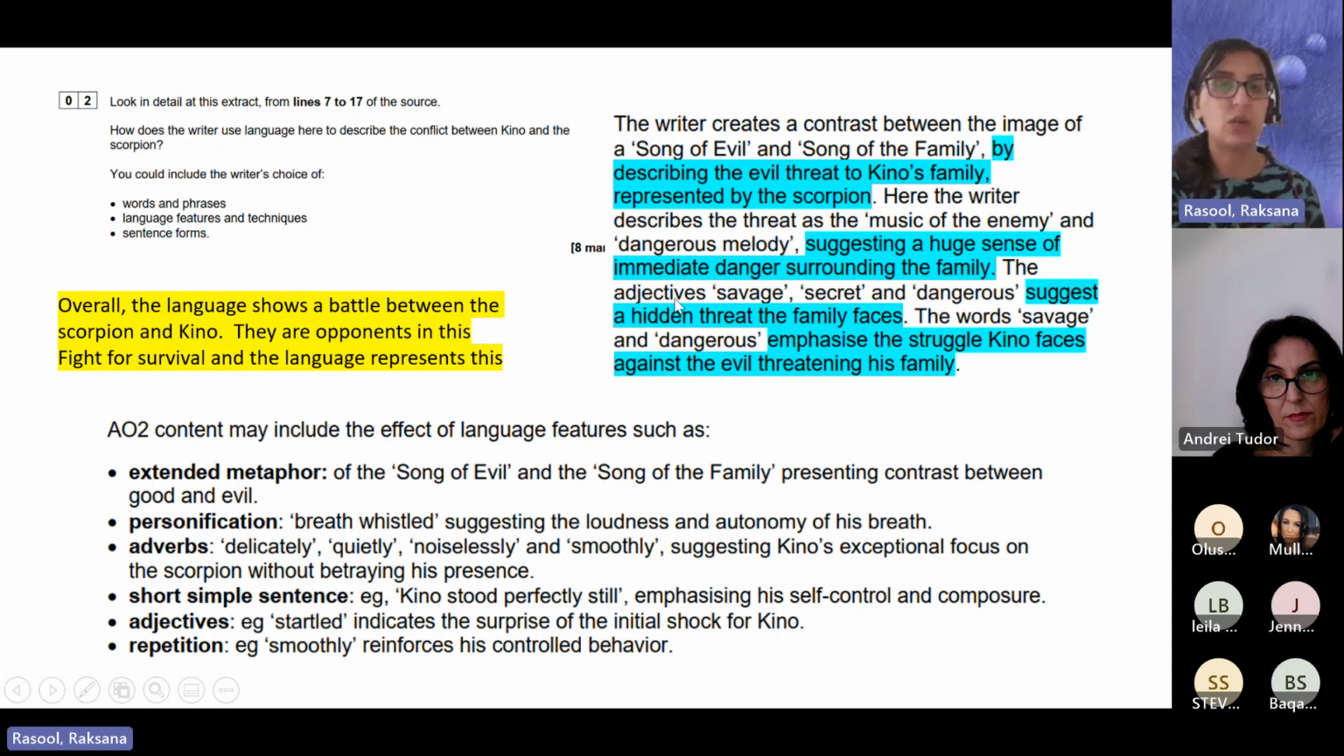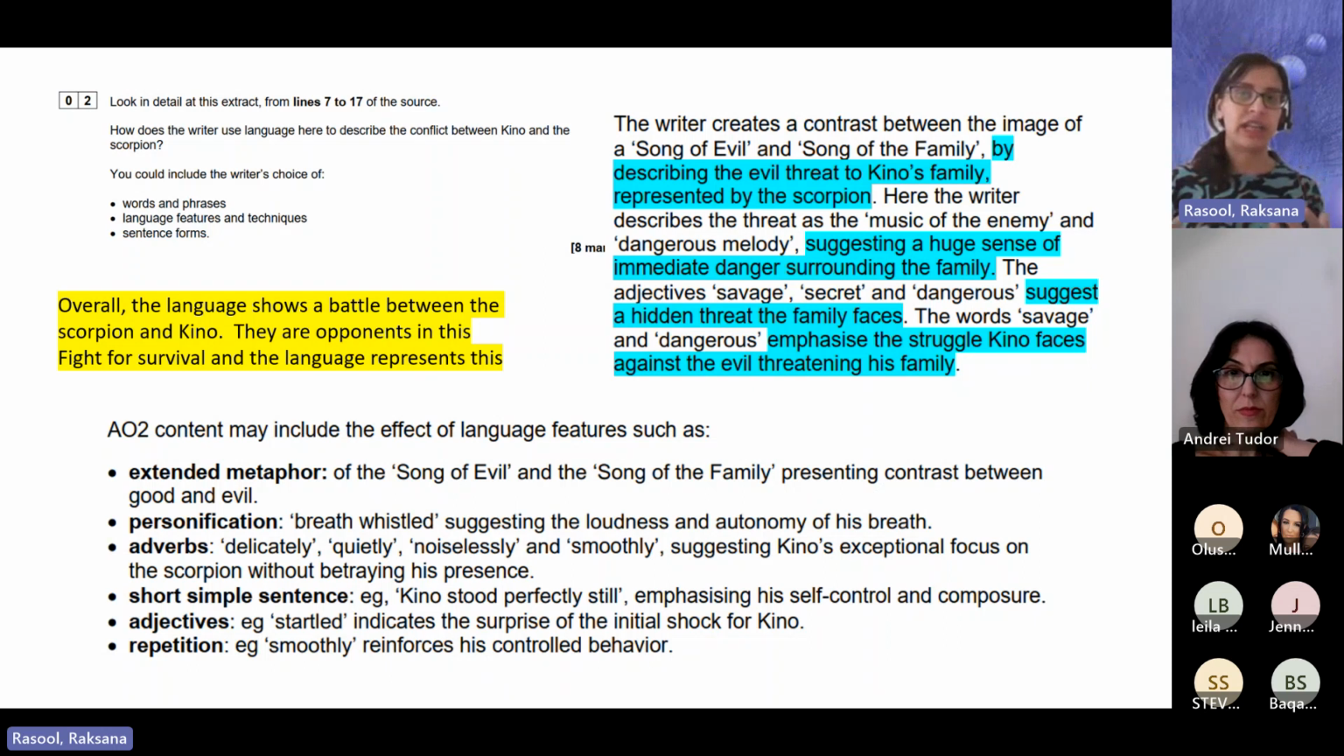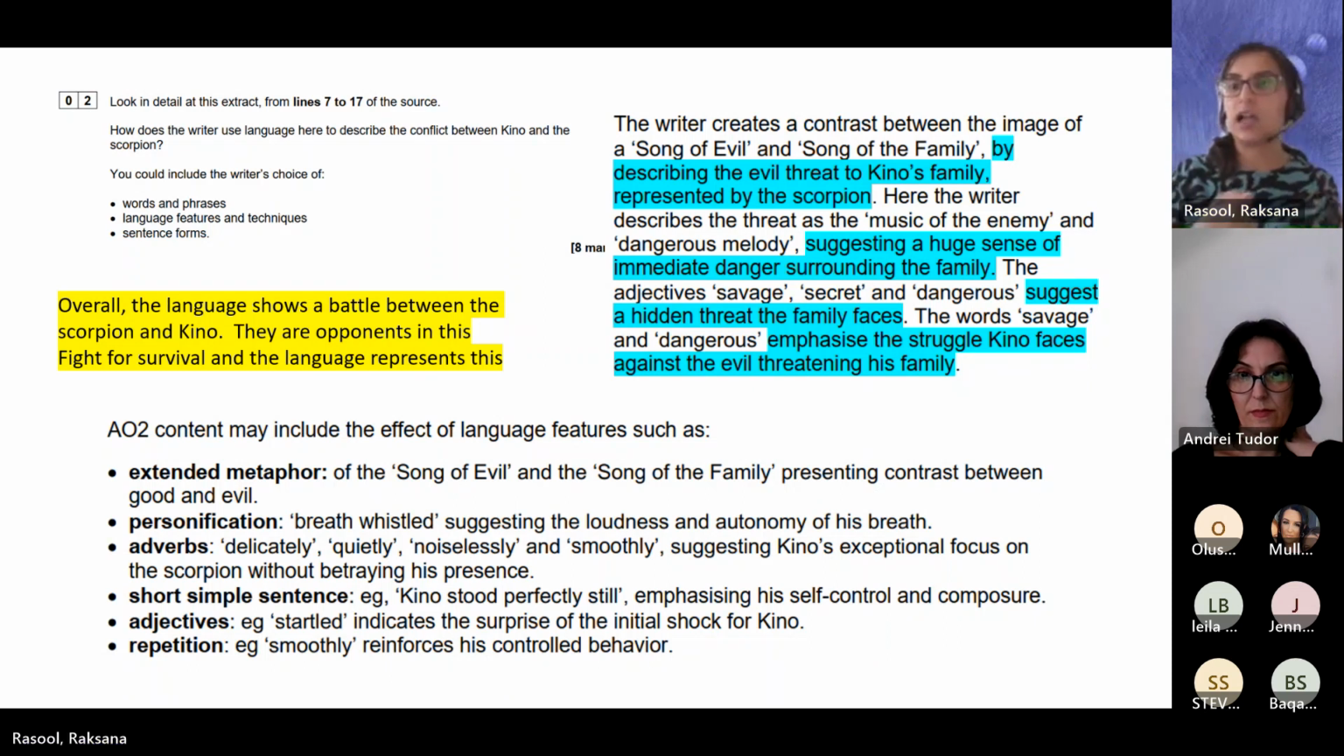The adjectives "savage, secret, and dangerous" in a triple suggest a hidden threat the family faces. The words "savage" and "dangerous" emphasize the struggle Kino faces against the evil threatening his family. Okay, savage, secret, dangerous. It's a triple that's describing the scorpion's behavior. It is savage. It moves secretly and it moves in a dangerous way.